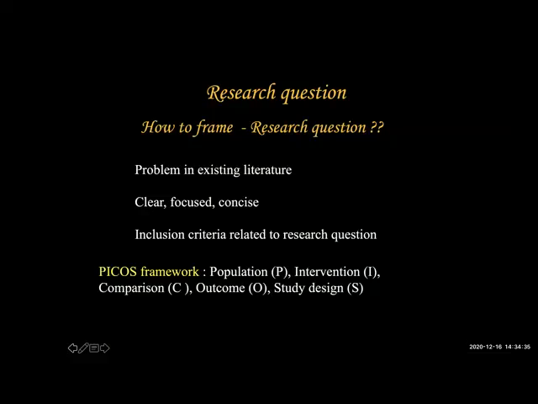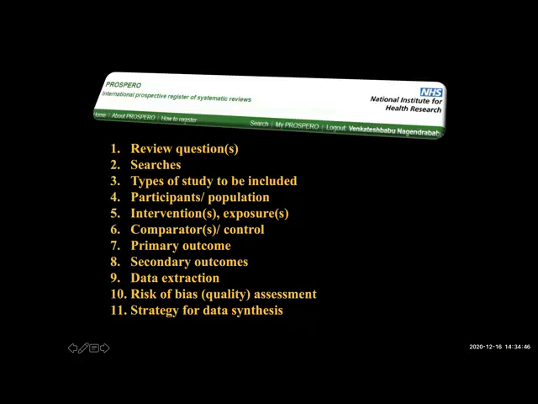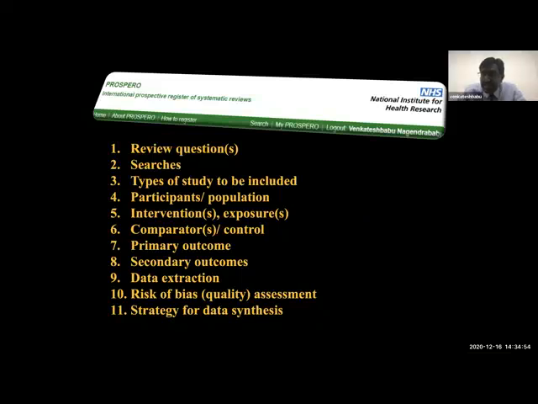Professor Babu, sorry, for the previous slide, item number three that should be filled in Prospero was type of study. Yes, types of study. So in Prospero, if I want to do a systematic review, definitely it should be a randomized controlled trial? No, it's not like that. You can do observational studies and everything, but you can't register something with laboratory based studies. Okay. Thank you. I'll be explaining to you the significance of this and how to capture all those things in the next couple of my slides.